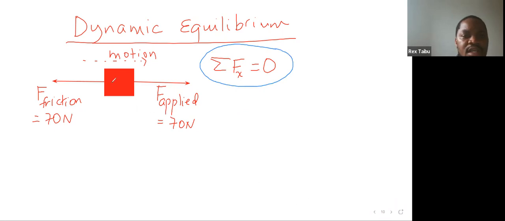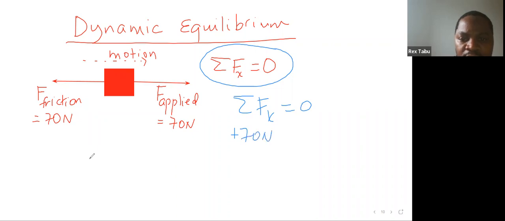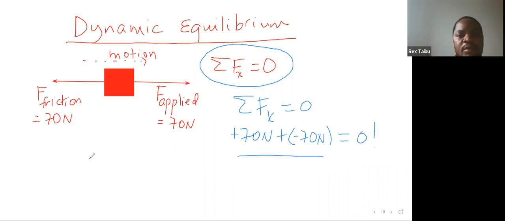So what we see here is that the applied force is 70 newtons and the frictional force is 70 newtons. These forces actually balance out. If you do the mathematics, the sum of the forces in the x direction equals 0: to the right you have plus 70 newtons, and acting to the left is friction, 70 newtons, and the result is 0. So you have achieved dynamic equilibrium.